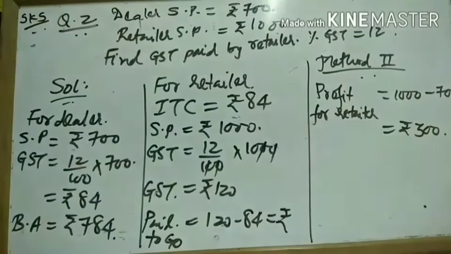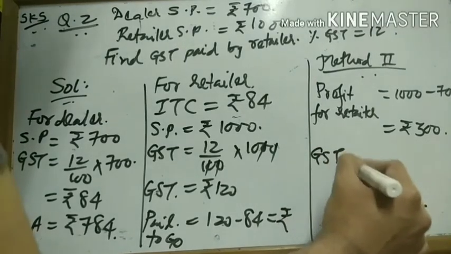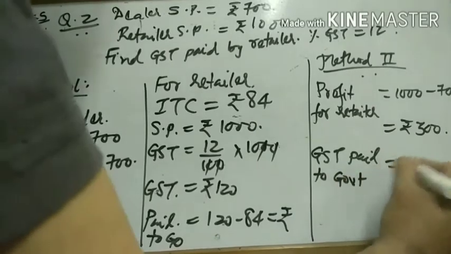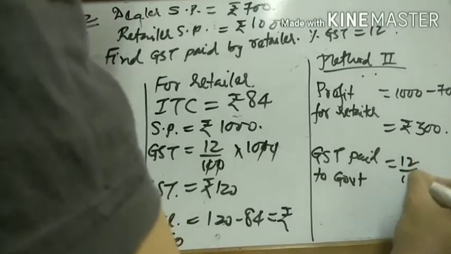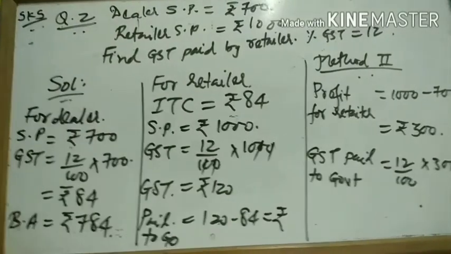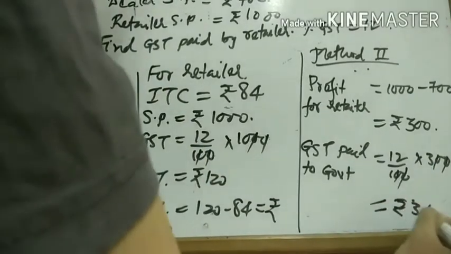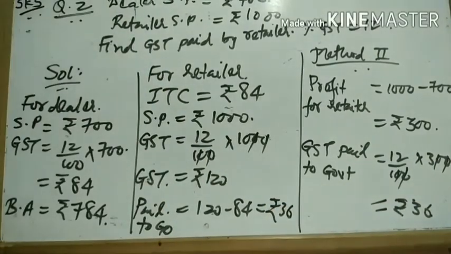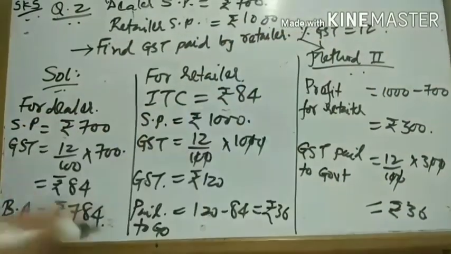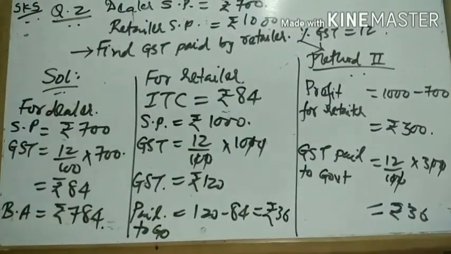Now he has to pay actual tax on rupees 300. So GST paid to government will be equal to 12 upon 100 multiplied by 300, which is rupees 36. Of course, here also it was 36. But if they have asked only to find GST paid by the retailer, you can use this method. If they have asked the chain of things, then you have to adapt the earlier method.